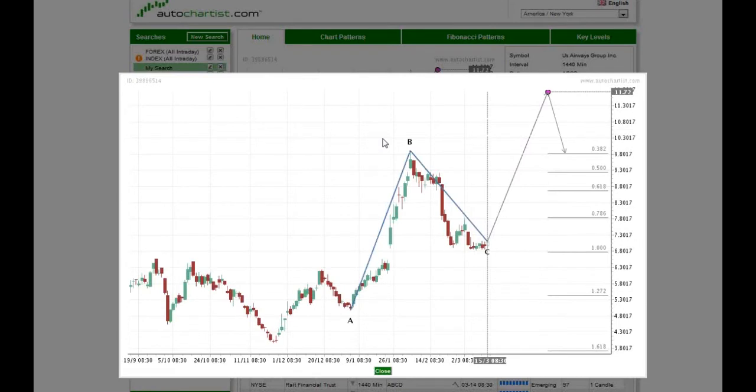So if you're looking at this Fibonacci pattern, this is an emerging ABCD pattern. Now what Autochartist is saying to you is that there was an A, a B, a C, a turnaround, now it's C. And Autochartist is saying that if the price gets to 1172 for US airlines, then there is potentially a rebound back to these Fibonacci levels down here.